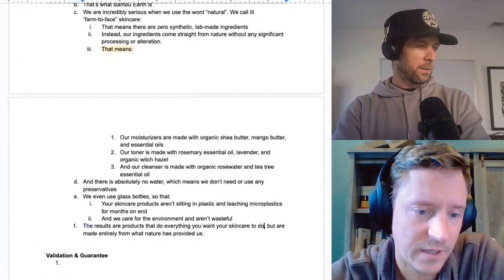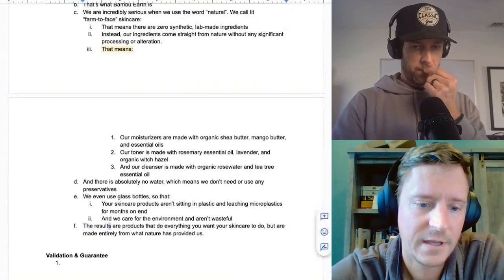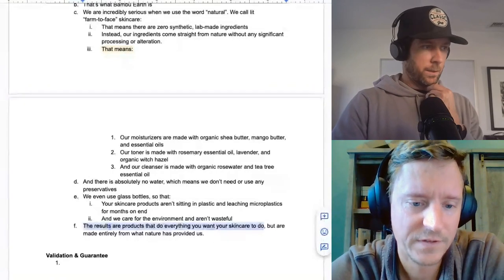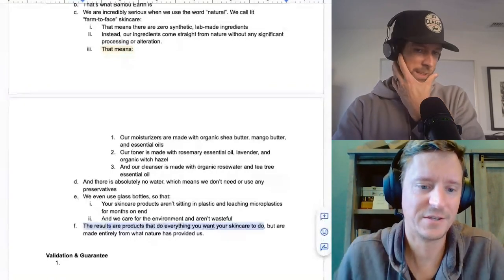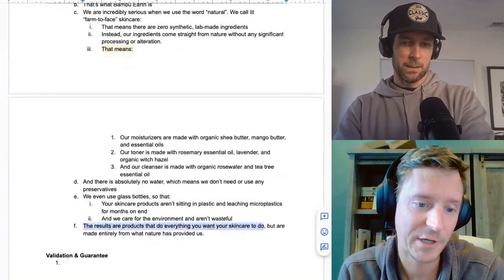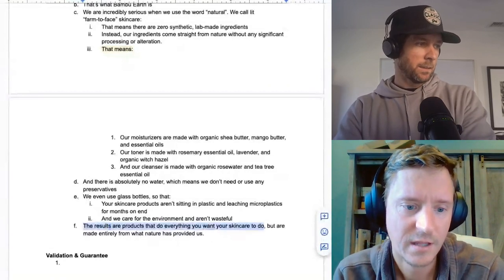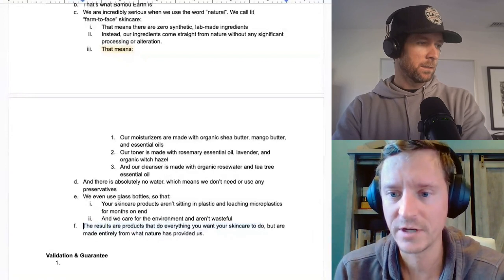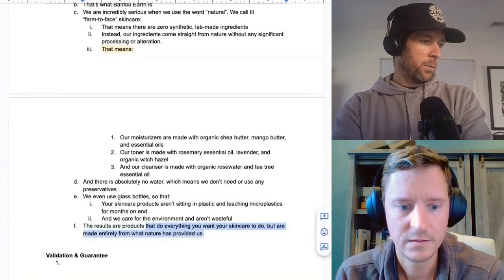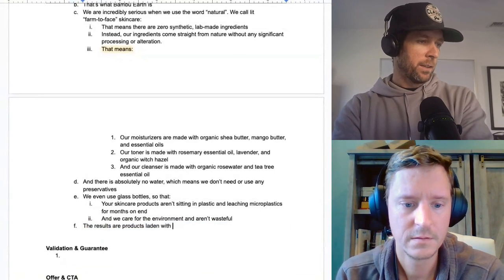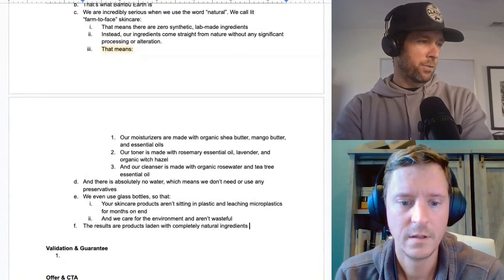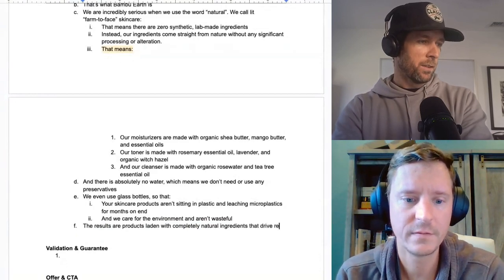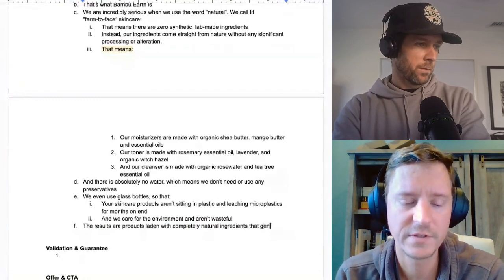In fact, what I would do, the results are, I wish I could say that are products that have been proven to, but I can't until my clinical study, but I could say ingredients. The results are products, you could say products laden with ingredients proven to drive real results. Yeah. Laden with completely natural ingredients that drive. Drive. I would say proven. Completely natural ingredients proven to drive real results.